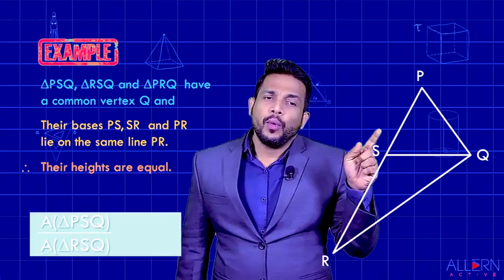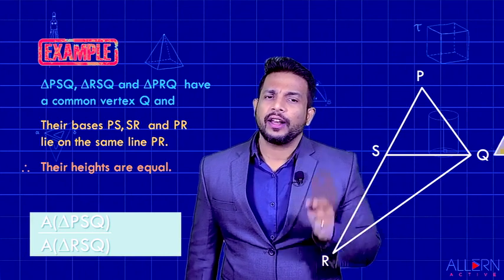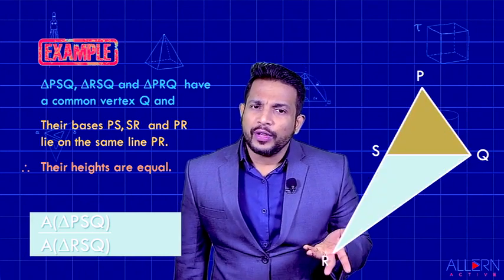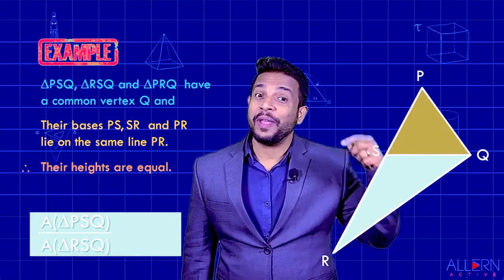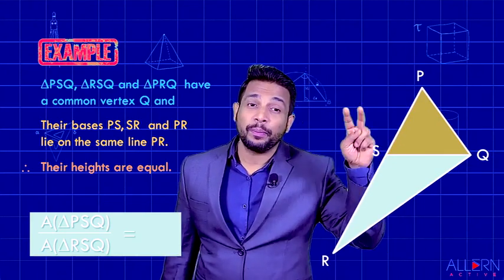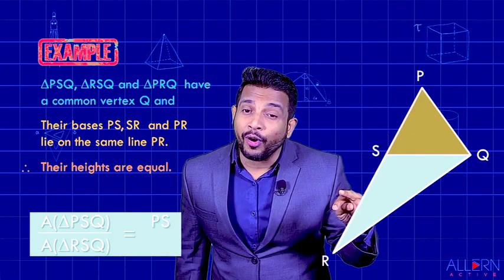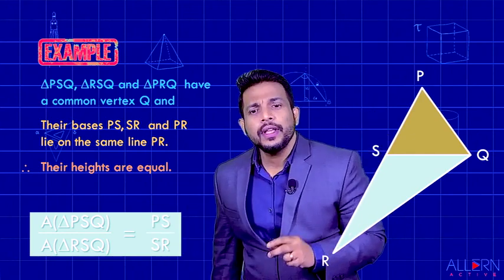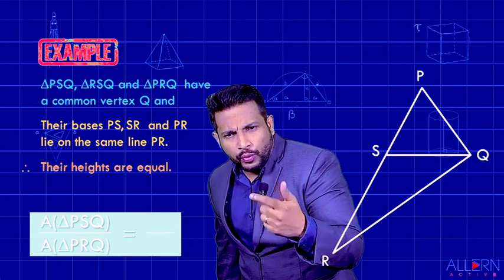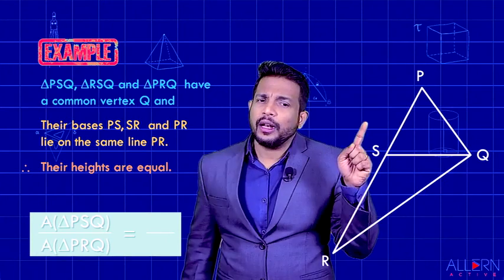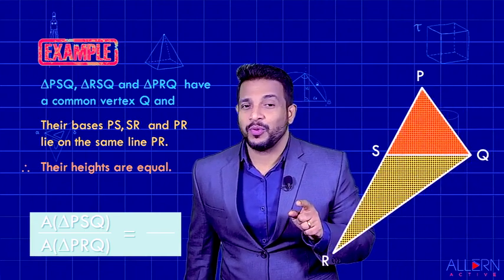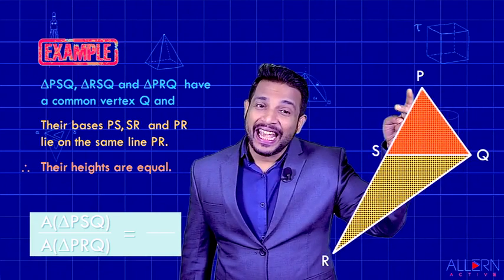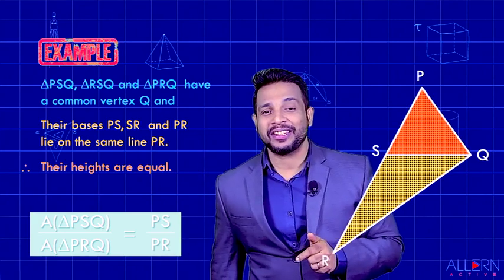So suppose they ask us, what is area of triangle PQS upon area of triangle RQS? Now can we answer that? Yes, we know. For both the triangles, heights are equal. So it is base upon base. That means it is PS upon SR, isn't it? Same way, if I ask you the other set of triangles, that is triangle PSQ upon triangle PRQ, what is the answer? We know it is PS upon PR, base upon base.